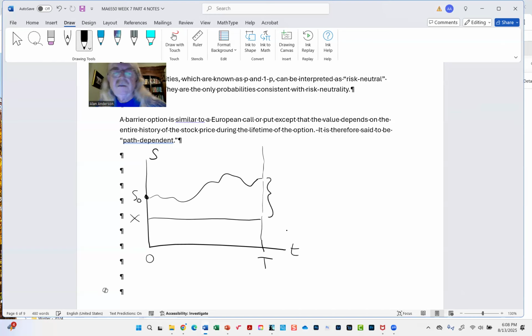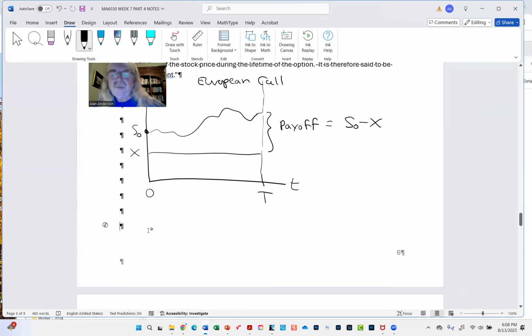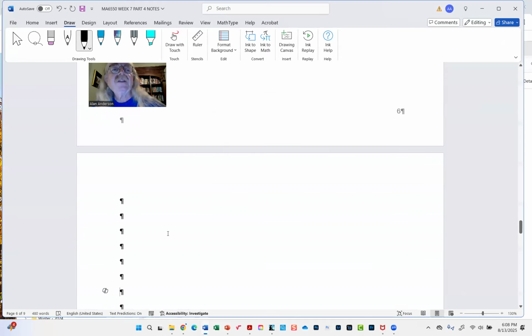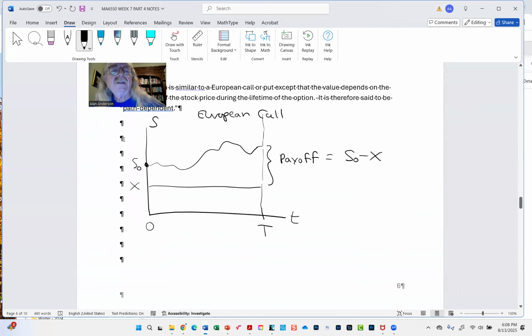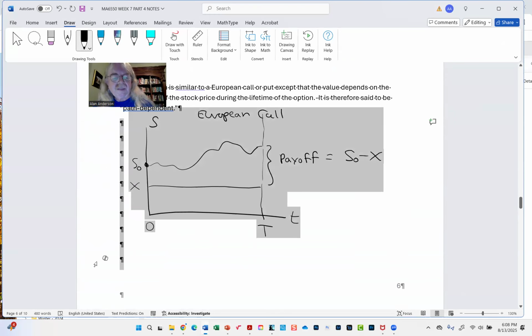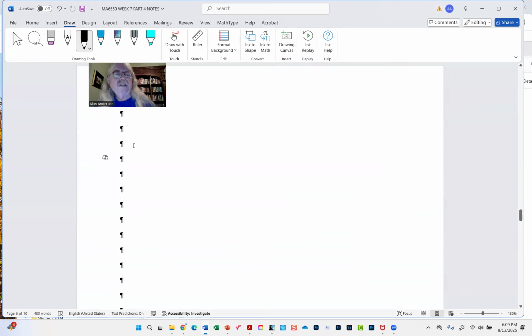At the maturity date, the payoff is equal to, since it clearly finished in the money, S_T minus X. Wonderful, and we're all happy. We got a positive payoff. Now, if instead this had been a barrier option, there are many ways of structuring a barrier option, but let's just say that it's set up like this, with one key addition.